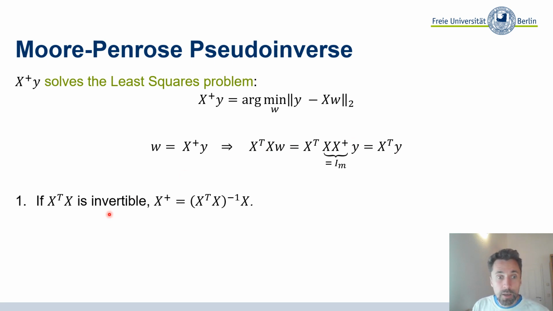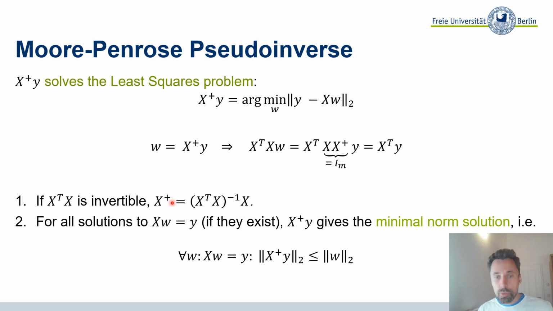So two remarks. One is if x transpose x is invertible, then x transpose x inverse times x transpose is the same as x plus. And also the solution that we obtain through applying the pseudo-inverse is really the minimum norm solution. So the vector w is the shortest vector that still minimizes the problem, which is a nice property.